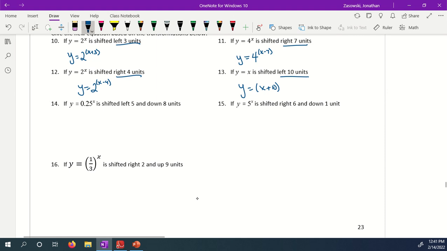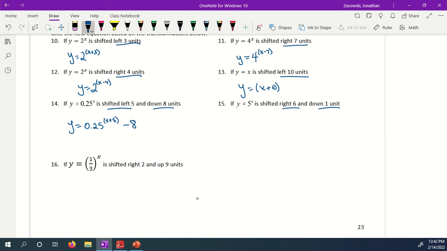Number 14, okay, let's see if you can try this one on your own. There's 2 moves, left and down, and this next one has right and down. Okay, so try these real quick, pause it, give it a shot. All right, and hopefully you ended up with y equals 0.25. Now we want to go left 5, so you got to think opposite here. So that's x plus 5. And then down 8, we subtract from the y, we put it all the way at the end, we put a minus 8. And that's our equation.